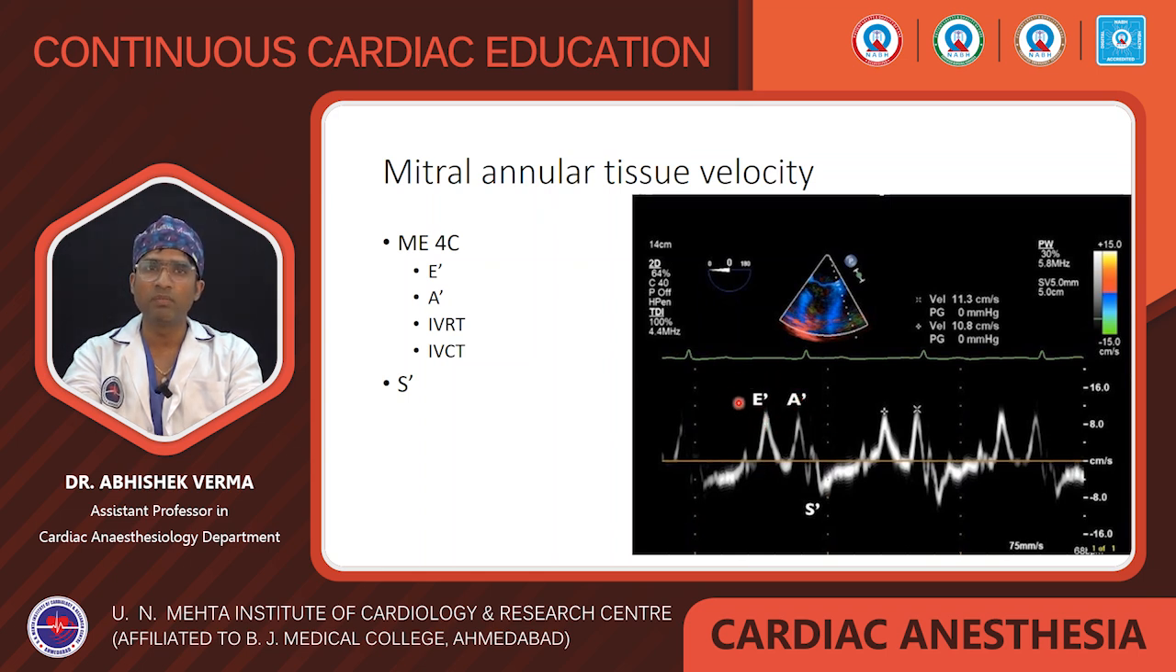Here we measure the E prime, the A prime and the S prime. This is a biphasic contraction, or you can say biphasic wave, which shows the IVRT and IVCT, the isovolumetric relaxation time and isovolumetric contraction time. It is biphasic due to the gradient between the LV basal and the apical part. So we measure all these 4 parameters and will grade diastolic dysfunction according to this.